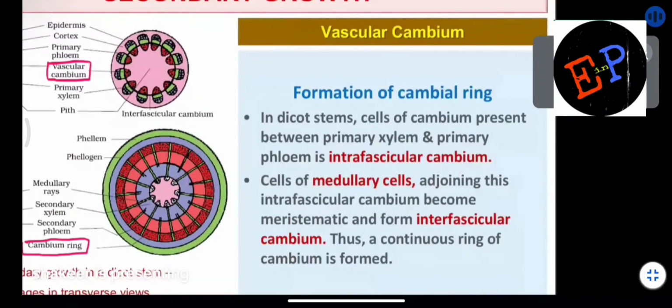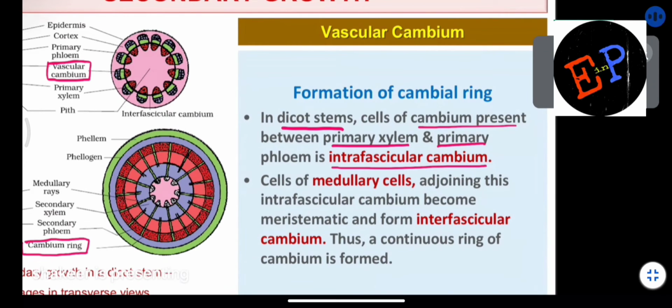The formation of the cambial ring also comes under secondary growth only, no? In the primary stem, it was in patches, it was discontinuous. But here, when the cambium completes into a ring, then it is called secondary growth. Clear? Now see. In dicot stems, the cells of cambium present between primary xylem and primary phloem are called intrafascicular cambium. So what is the name of this cambium? The name of this cambium is intrafascicular cambium.